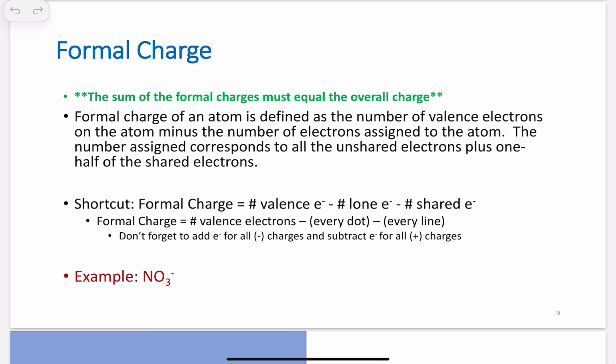Formal charge tells us how happy or stressed each atom is with the way the electrons are being shared in the Lewis structure. It's a bookkeeping tool. It's not necessarily what's really happening, but a way for us to check whether our drawing makes chemical sense.